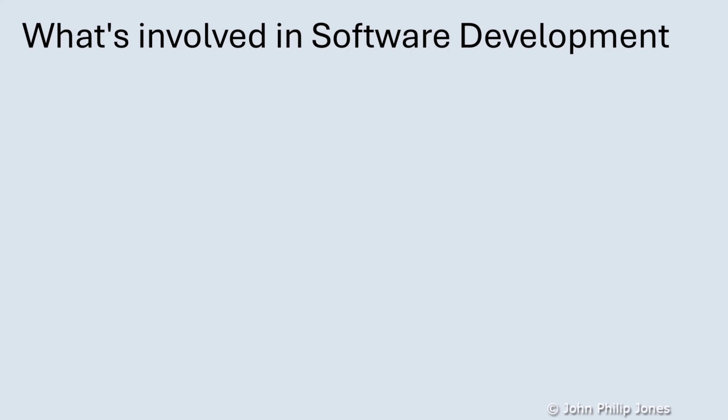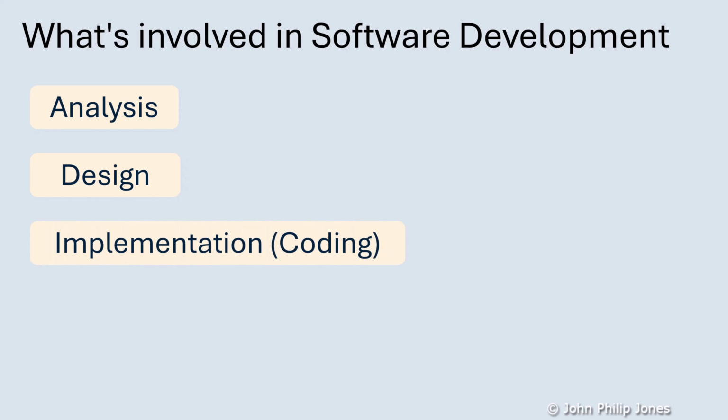Let's consider all of the phases of the software development life cycle. We begin with the analysis phase, where the goals and requirements of the software system are carefully defined. Next comes design, where initial concepts are transformed into structured blueprints. This is followed by implementation or coding, where the actual software is built line by line.